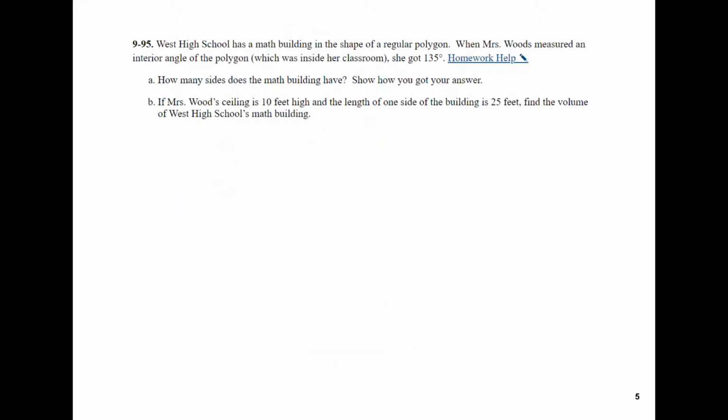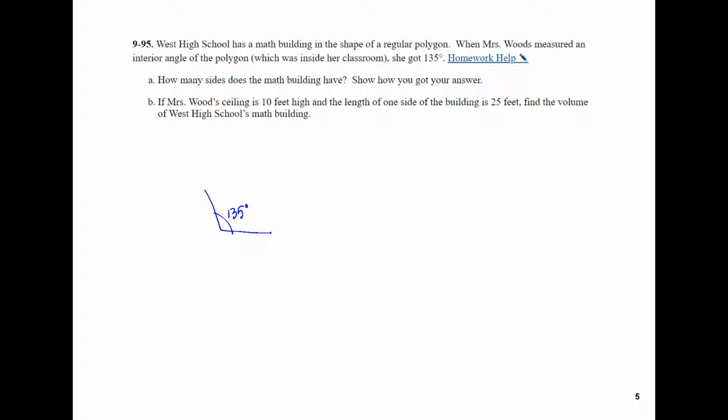9-95. West High School has a math building in the shape of a regular polygon. When Mrs. Woods measured an interior angle of the polygon, which was inside her classroom, she got 135 degrees. How many sides does the math building have? Show how you got your answer.